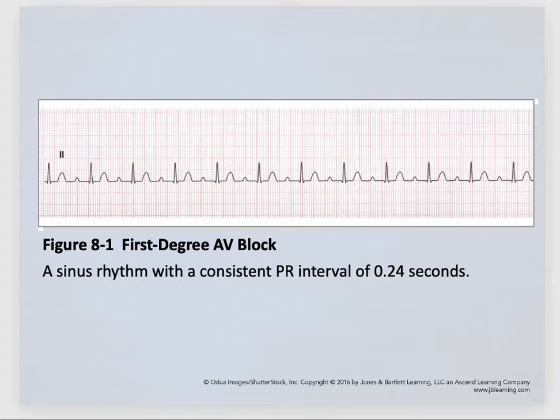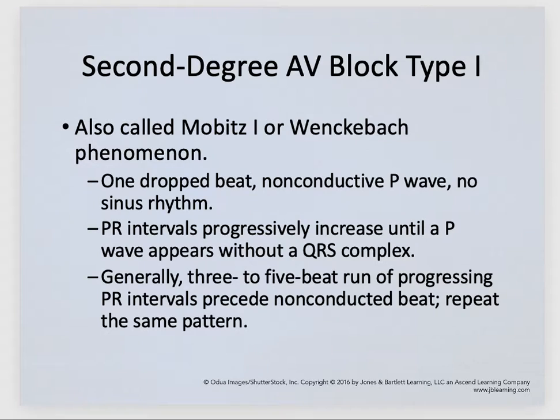When we talk about the second degrees, we have two types of second degrees. Type 1 has different names. This is where it gets confusing. A second degree can be type 1 or type 2. Type 1 can be called Mobitz Type 1. It also can be called Wenckebach, which is the man's name who kind of discovered this. So Wenckebach, Mobitz Type 1, second degree type 1, they're all the same thing, which is confusing because the language just makes this confusing.